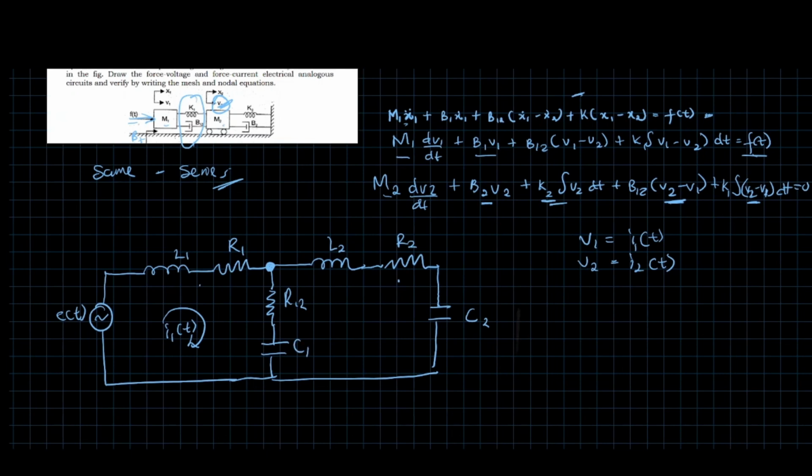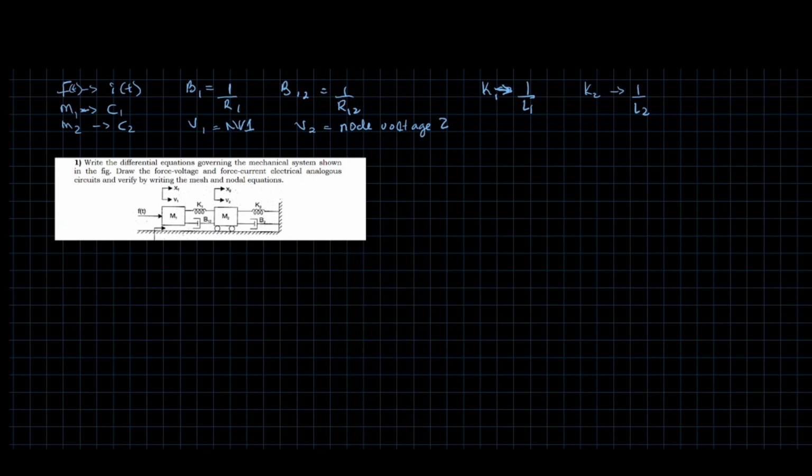Now for the force-current analogy, you can see the conversions here. And this is node voltage, so the number of masses determines how many nodes you're going to have. So in this case, we're going to have two nodes. Let's call them V1 and V2. I know it's a bit confusing, but bear with me.